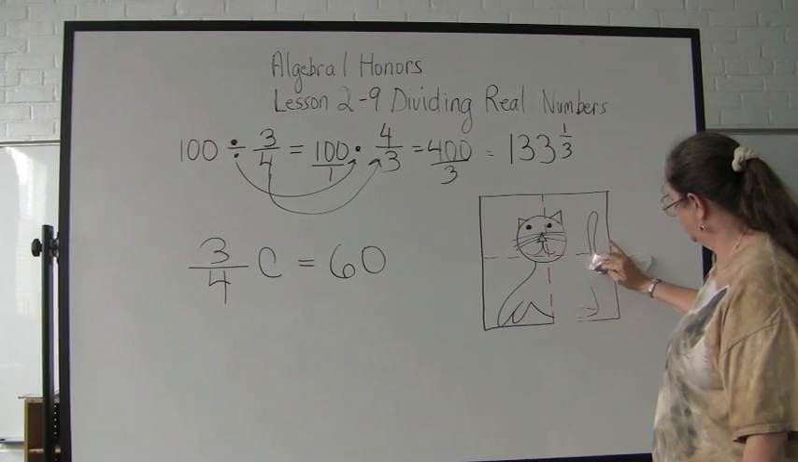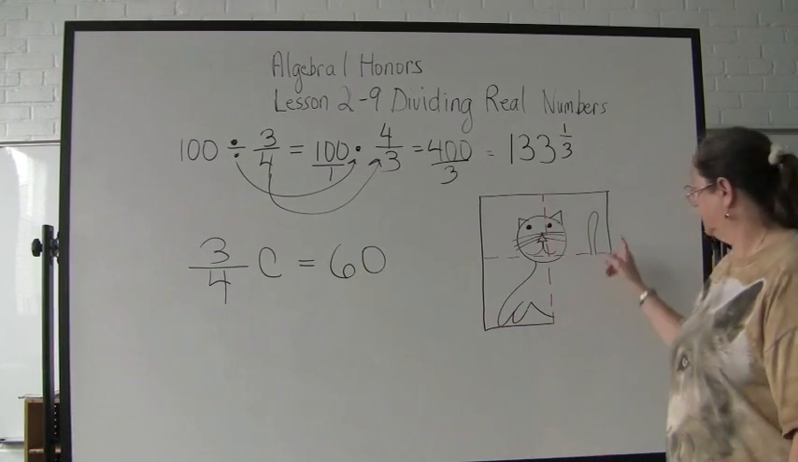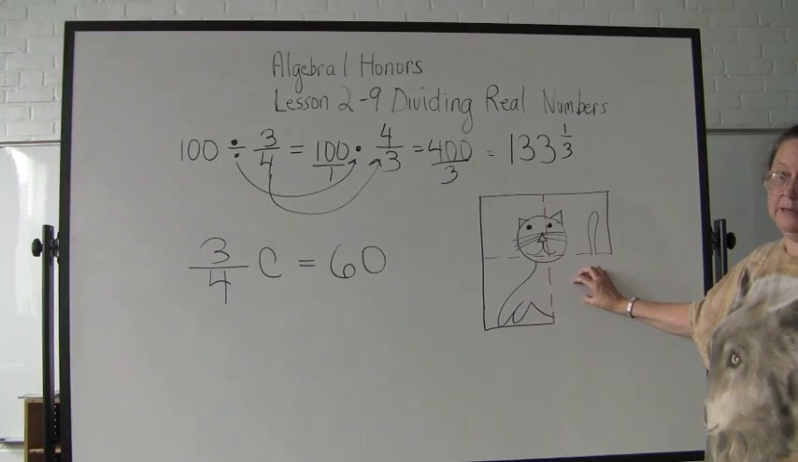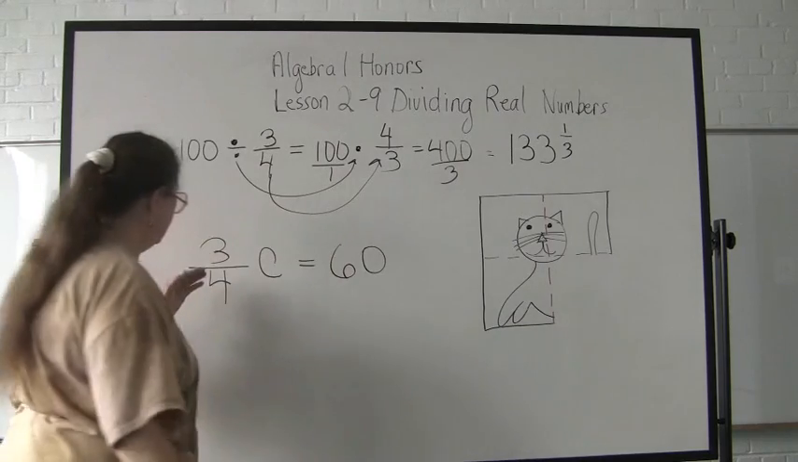You have 3/4 of the cat card. All right? 3/4 of it. 1, 2, 3, and the fourth the dog ate. Okay? So that's what this equation is actually saying here.